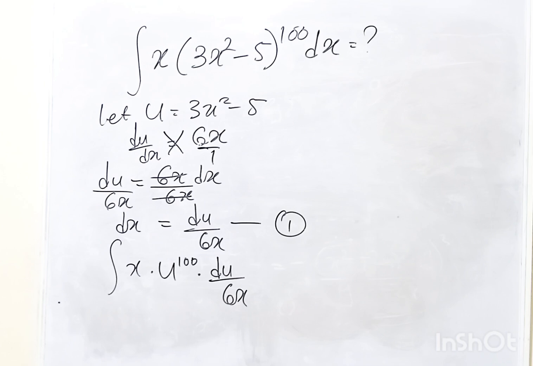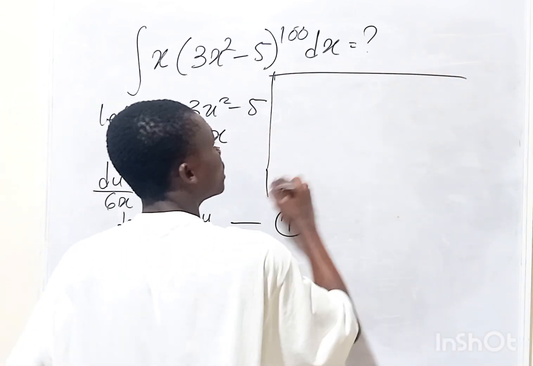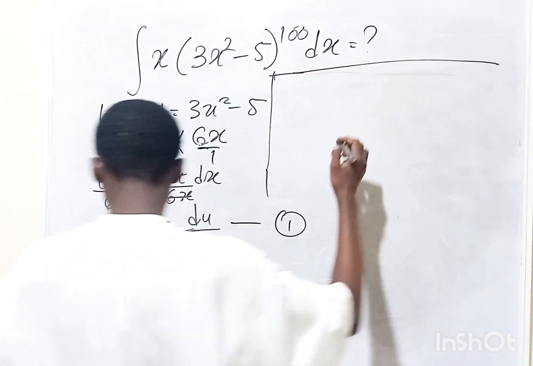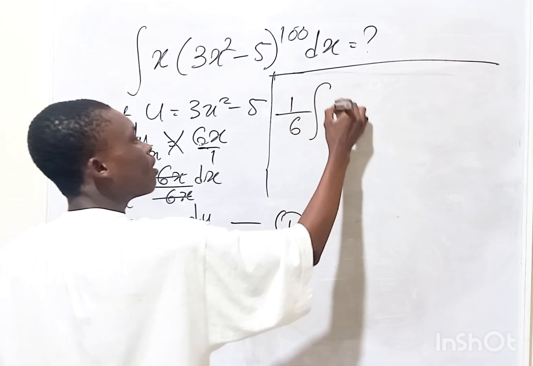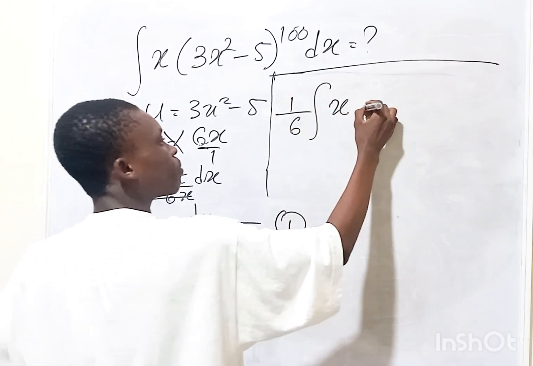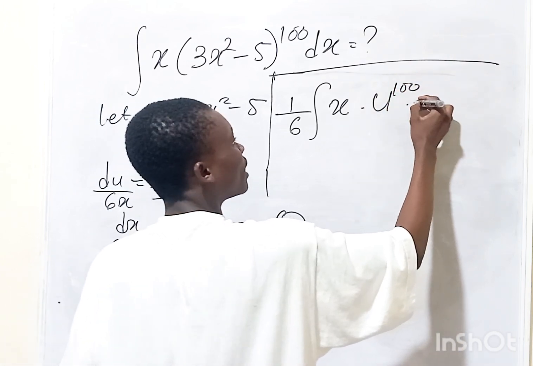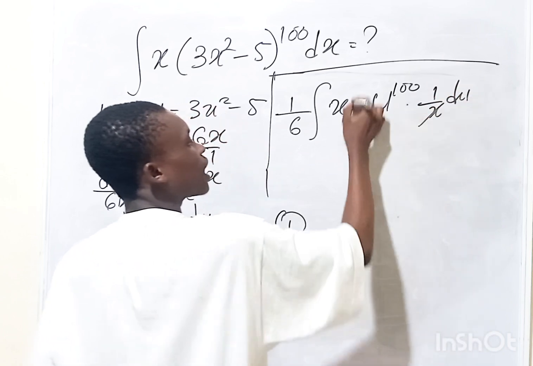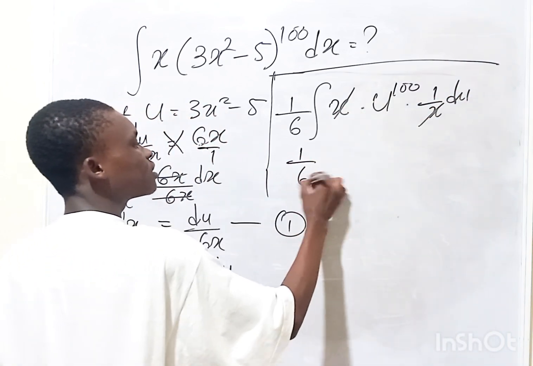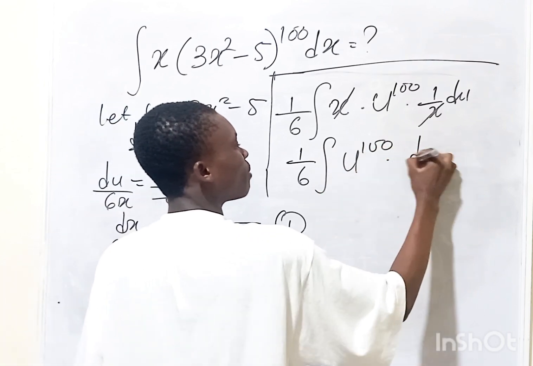All right, so from here, we are going to take the constant outside. If we take the constant outside, we'll have 1 all over 6 times the integral of x multiplied by u raised to the power of 100, multiplied by 1 all over x du. So the x can cancel out first. We have 1 all over 6 times the integral of u to the power 100 du.